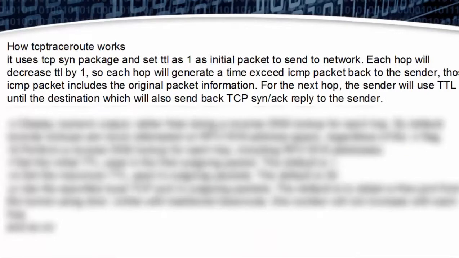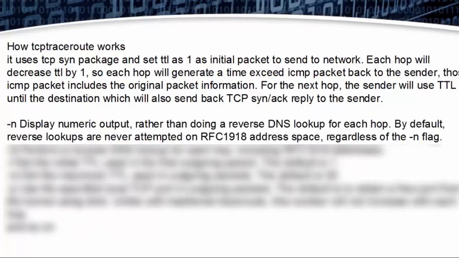How does TCP traceroute work? It uses a TCP SYN packet with TTL set to 1 as the initial packet sent to the network. Each hop will decrease the TTL by 1, so each hop will generate a time exceeded ICMP packet back to the sender. Those ICMP packets include the original packet information. For the next hop, the sender will use TTL 2, and so on until the destination, which will also send back a TCP SYN/ACK reply to the sender.